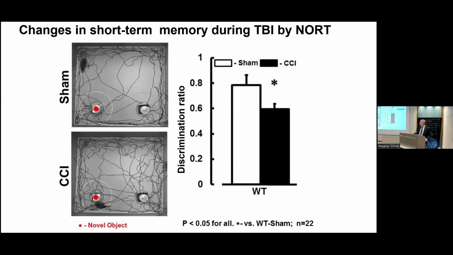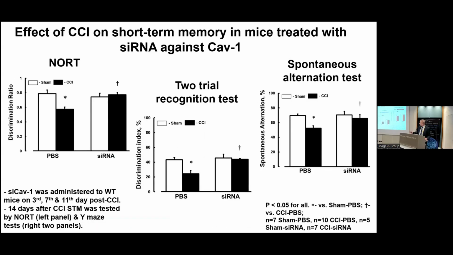This is the effect of traumatic brain injury on memory, short-term memory, and of course it decreases. Again, if we used siRNA against caveolin-1, targeting caveolar transcytosis, we see the memory is restored if we block caveolin-1. So if we block caveolar transcytosis, memory during TBI comes back. Not completely, of course.